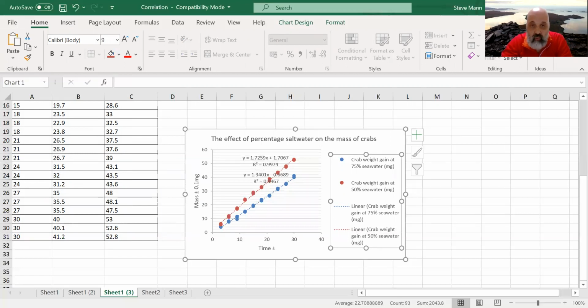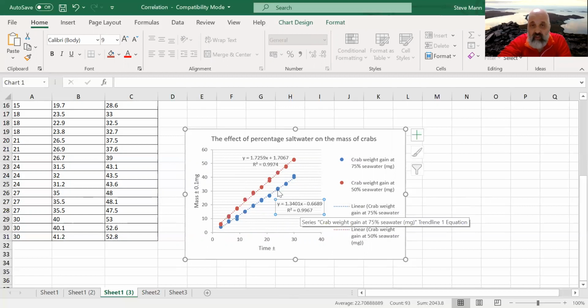Now you'll notice we've got our points, but now we also have a trend line. The trend line is a dotted line, doesn't have to be, and I'm sure we can change that. It's not something I'm going to spend time on today. We have the equation for each line. It's linear, so it's quite a simple equation. I'm not very interested in the equation, really. What I'm interested in is this R squared.